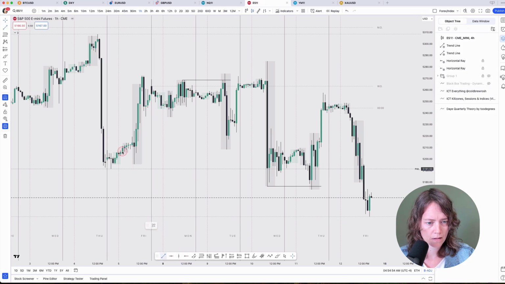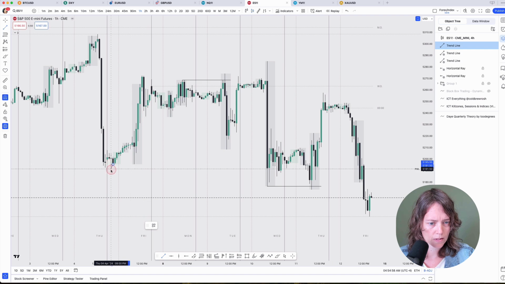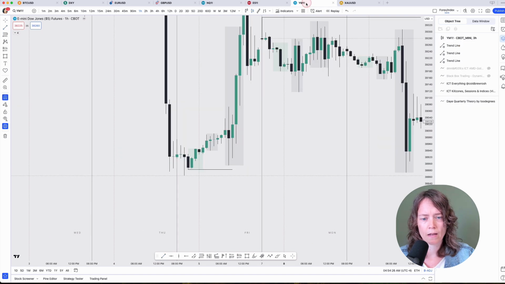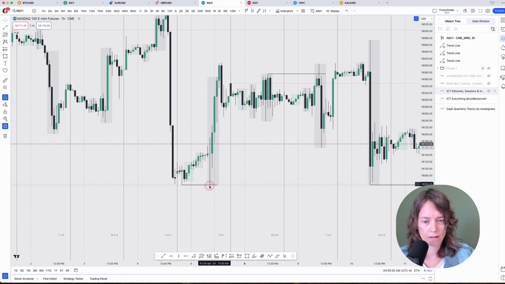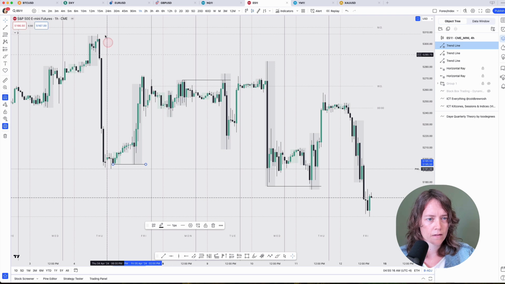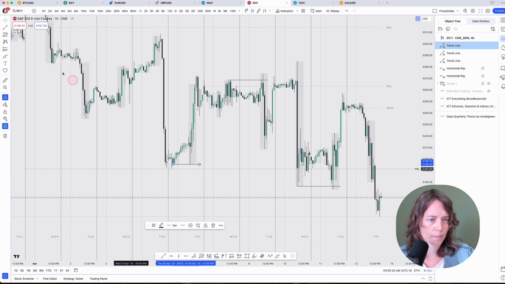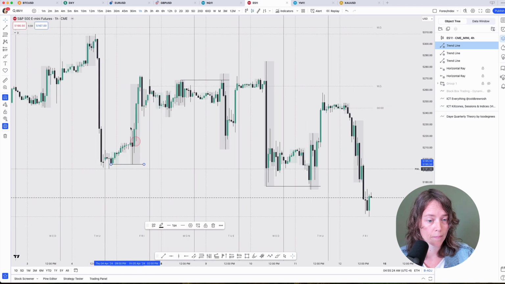ES, Asia low doesn't get taken, and also this low doesn't get taken. MYM also did not take the low, and NQ did. So this is also an intraday SMT divergence happening over here, where price started pushing up. This was not the liquidity taken eventually. That's because we had a bearish structure, so that's definitely something you should keep in mind.